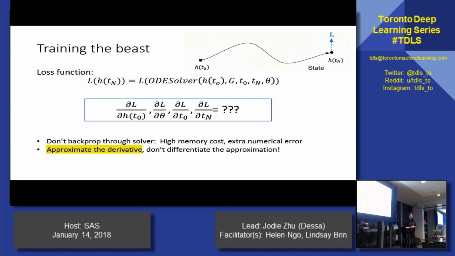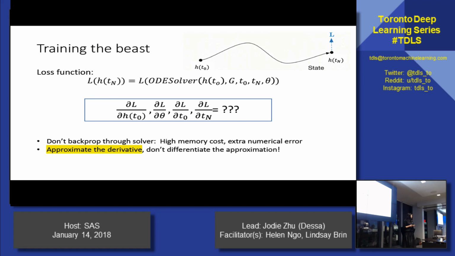Because of two reasons. First of all, high memory cost. And second of all, extra numerical error. Because, right, whenever you do something more, you introduce more error. To do this, in the paper, the author recommends using a very special way called the adjoint method to approximate the derivatives. And once you get the adjoint state, then you can solve all three terms.